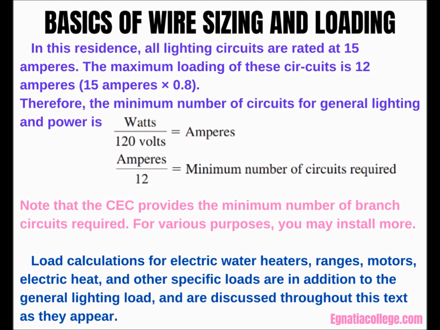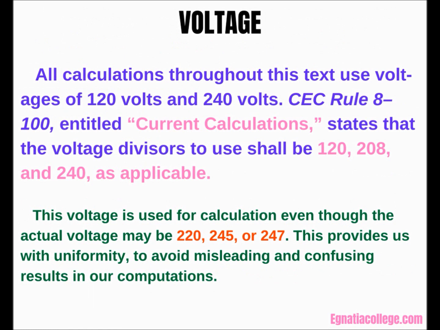Voltage. All calculations throughout this text use voltages of 120 volts and 240 volts. CEC Rule 8-100, entitled Current Calculations, states that the voltage divisors to use shall be 120, 208, and 240, as applicable. This voltage is used for calculation even though the actual voltage may be 220, 245, or 247. This provides us with uniformity to avoid misleading and confusing results in our computations.